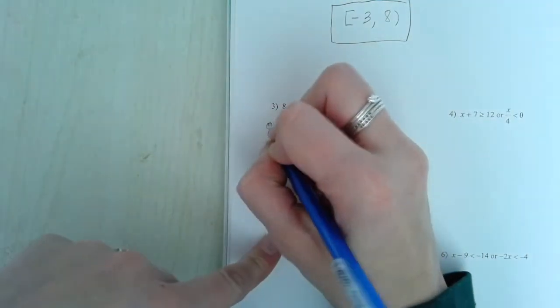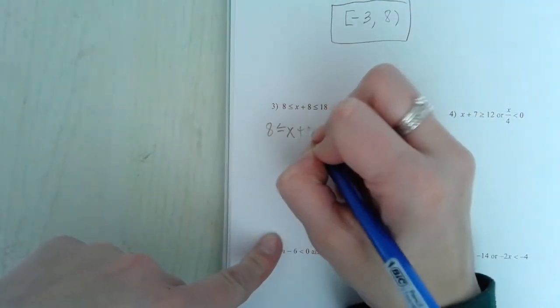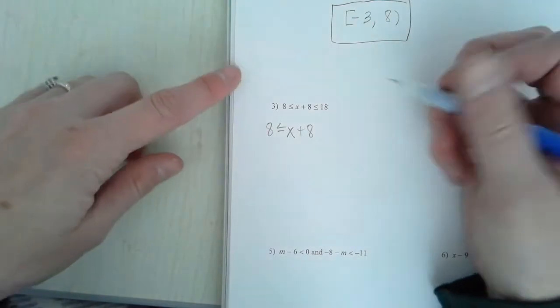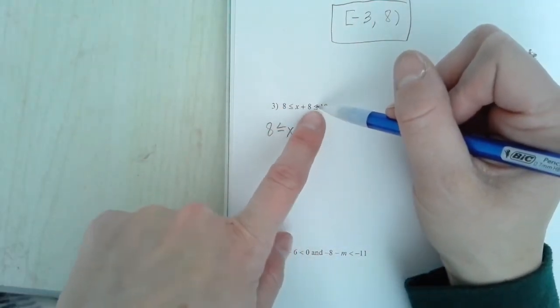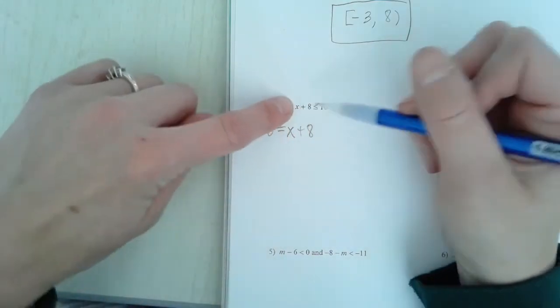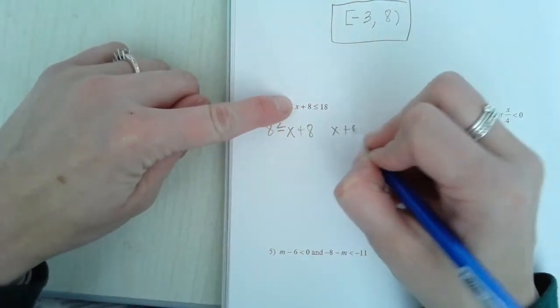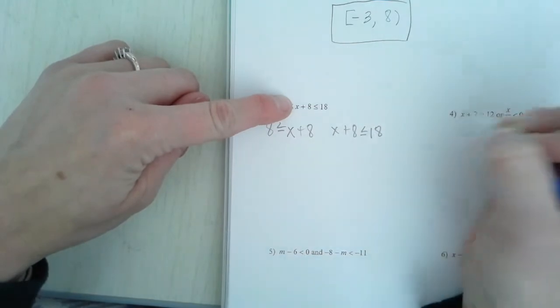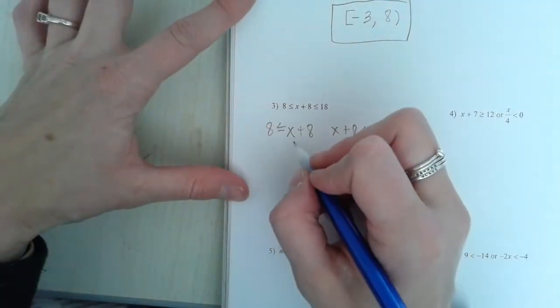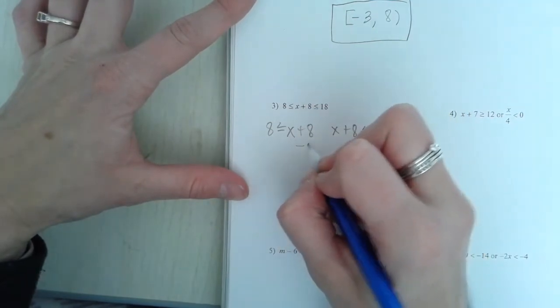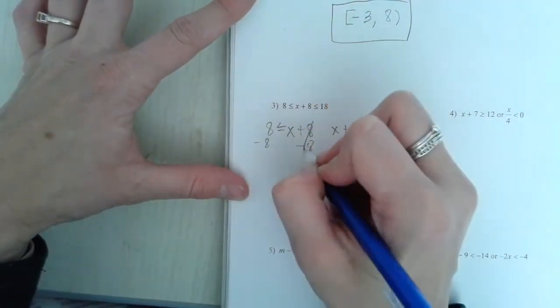So we have x is less than or equal to x plus 8, or 8 is less than or equal to x plus 8. And then from here, you go from the left to the first inequality and then you stop. So we're not looking over here. So this is x plus 8 is less than or equal to 18. Okay, solve each of these inequalities. So we're going to get the x by itself by doing the opposite of plus 8. So we minus 8 on each side.